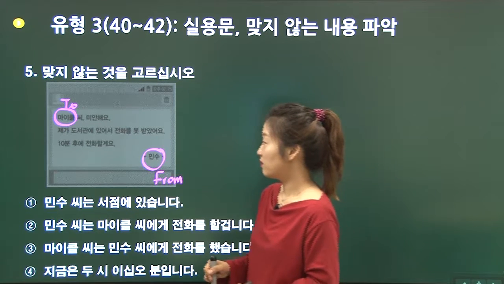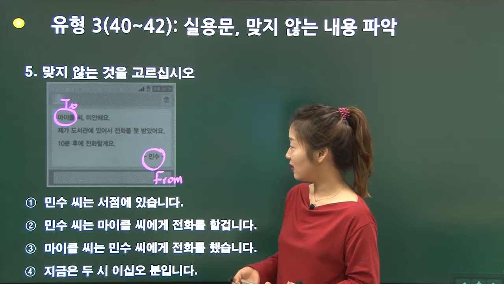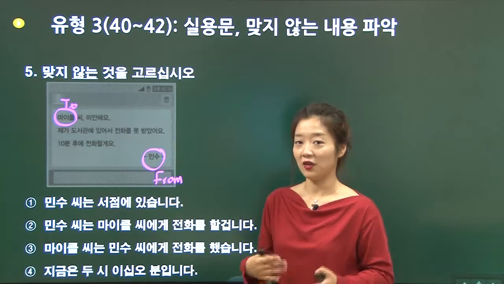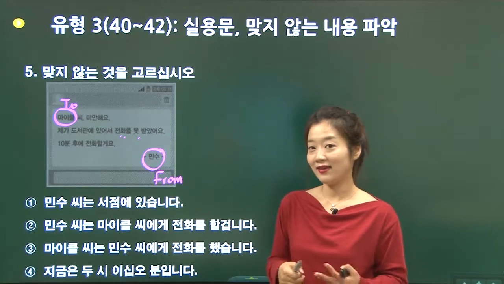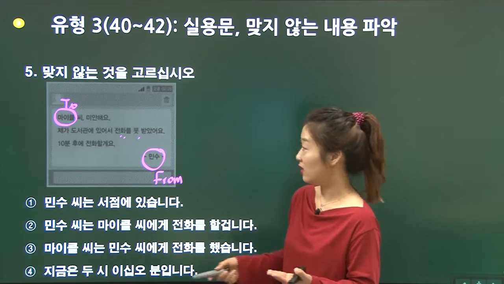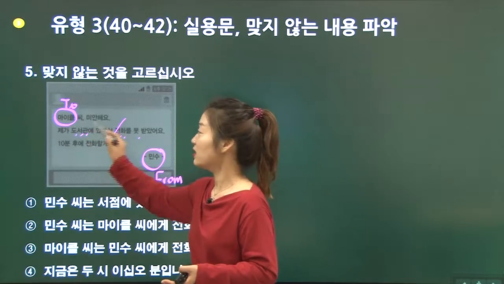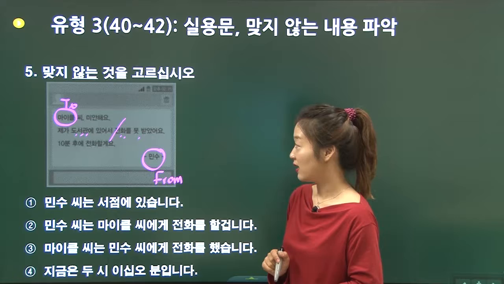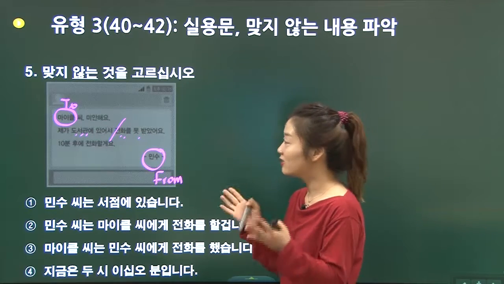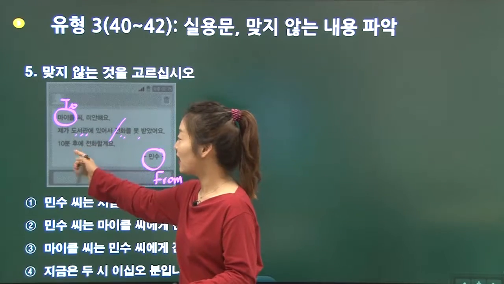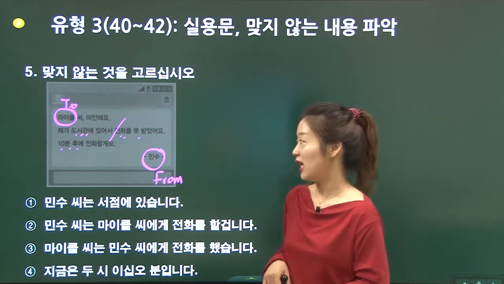And then here are the keywords. He said 미안해요. 미안해요 means I'm sorry, right? So why? Let's think. Here's the reason. 전화를 못 받았어요. I didn't get your call, right? I didn't answer your call. Why? 제가 도서관에 있어서. This is the reason. 도서관 is library. I am at the library. So you cannot answer the phone in the middle of a library, right? So I couldn't answer. And then he said, 10분 후에, after 10 minutes, I'll call you. 전화할게요. I'll call you. Okay?